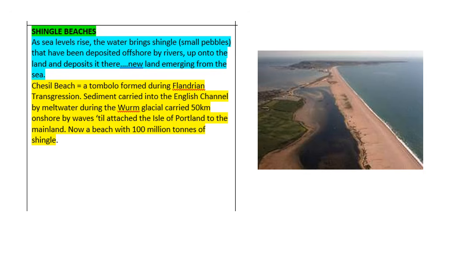Then you've got shingle beaches. So as sea levels rise, the water brings shingle that's been deposited offshore up onto the land. So it's like new land emerging from the sea. And some people think that Chesil Beach, the tombolo, formed in this way. Sediment carried into the English Channel by meltwater during the Devensian glacial was carried onshore by the waves.